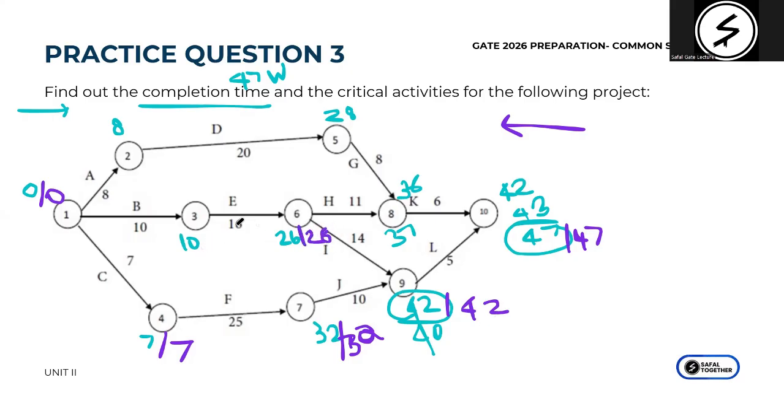28 minus 16 is 12. And 12 minus 10 is 2. Okay, so it's either 0, 2. So we take the smaller number anyway. So 0 will remain 0, but the process is this. So 47 minus 6.